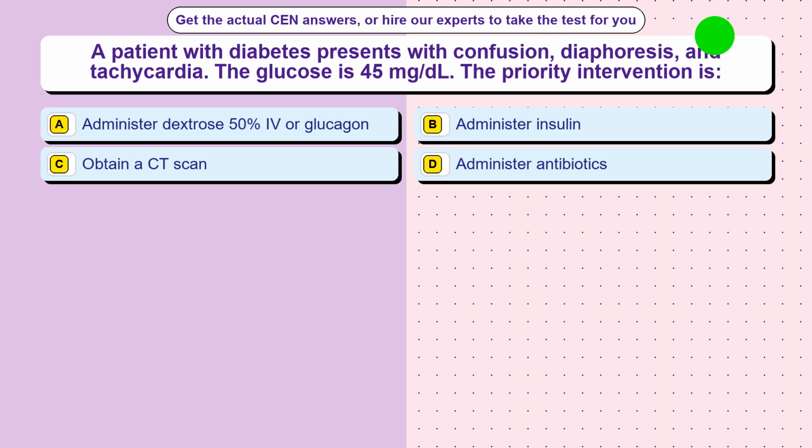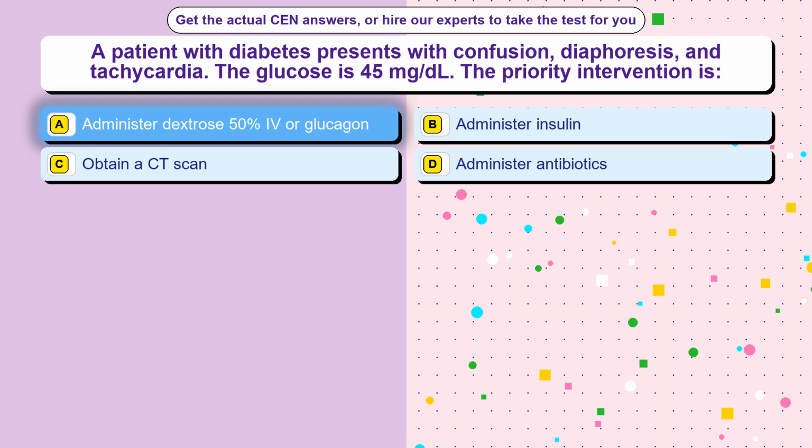Question 88. A patient with diabetes presents with confusion, diaphoresis, and tachycardia. The glucose is 45 mg/dl. The priority intervention is: Option A, administer dextrose 50% or glucagon. Option B, administer insulin. Option C, obtain a CT scan. Option D, administer antibiotics.